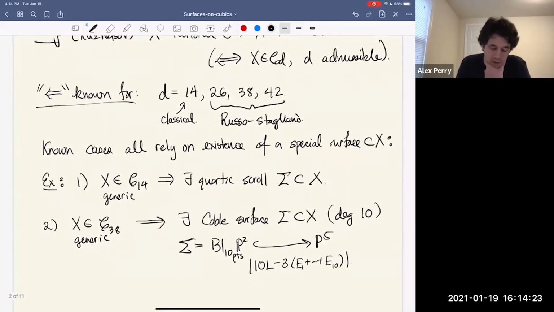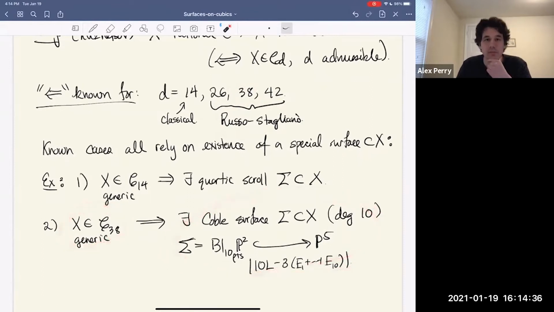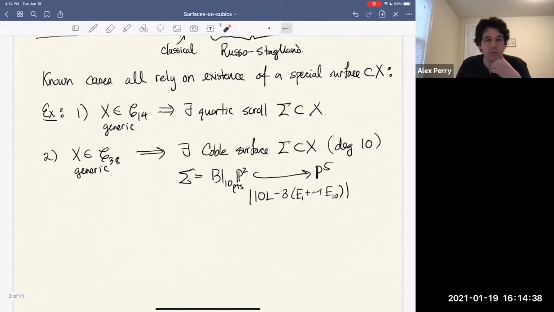And so part of the proof, for instance, of this rationality for C38 of Russo and Staglianò, part of that relies on the observation that a generic X in here contains one of these surfaces. And then again, there's some intricate geometry you have to do once you have the surface. And maybe towards the end of the talk, I'll say something about that.